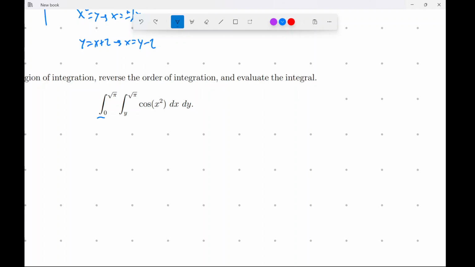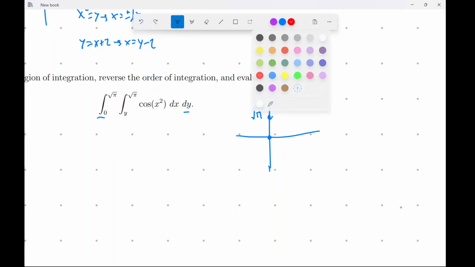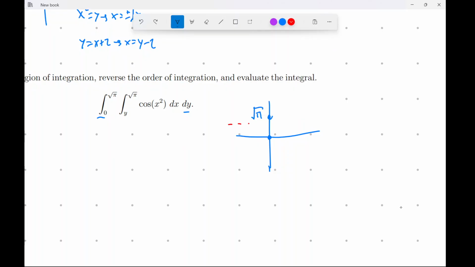So let's see, we start with y, and y can be anywhere between 0 and root pi. Okay, and then we do x. For any given value of y, so those are going to be y cross sections I do in red, it's going to be here. The maximum value is going to be root pi. So I'm always going to end here at root pi.